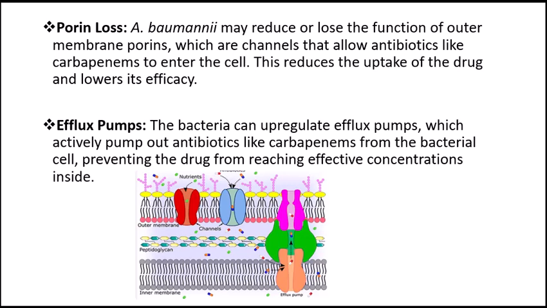And then we have porin loss and efflux pumps. What are porins? As we said before, they are tiny channels which allow substances to enter the cell. It means these porins allow substances including antibiotics to enter the cell. So what does the bacteria do about this? It can reduce or lose these porins so that there are fewer doors and less antibiotic enters.